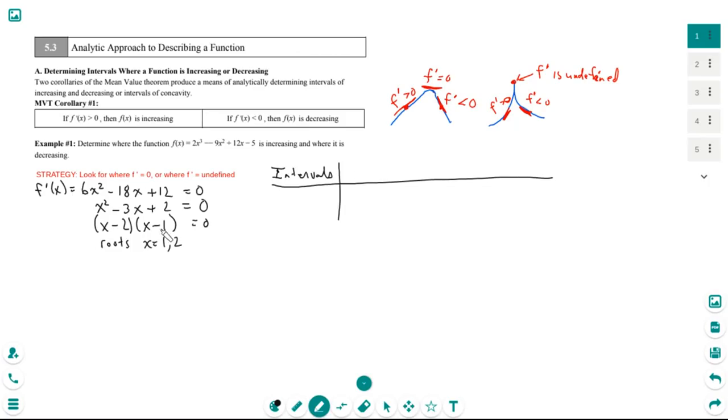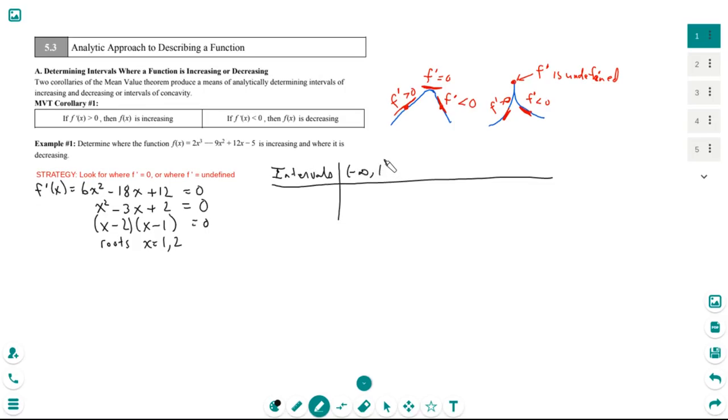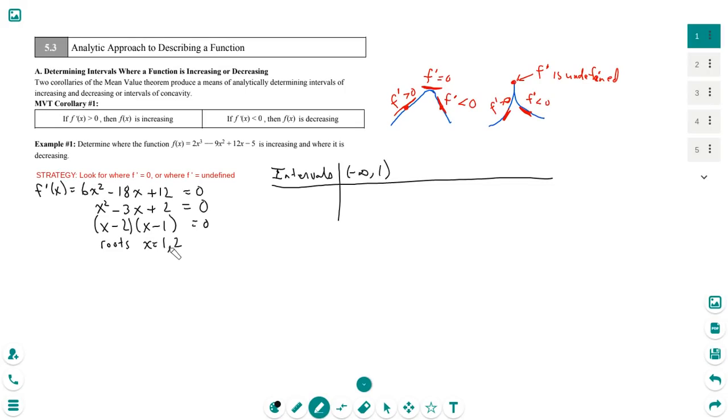Okay, so I have all the values to the left of 1. Well, that would be negative infinity to 1. And then I have all the values between 1 and 2 to find out what's going on with the function in there. So that would be between 1 and 2. And then finally, I have my last interval to the right of 2. So from 2 to infinity.